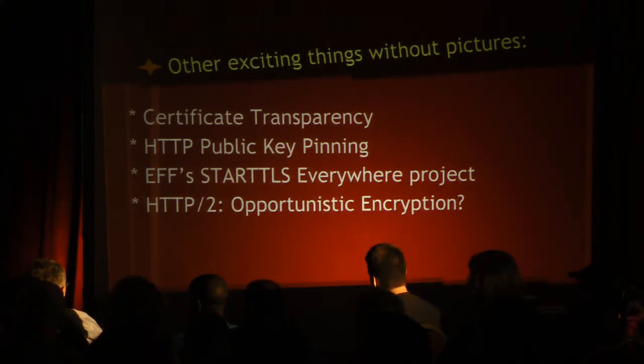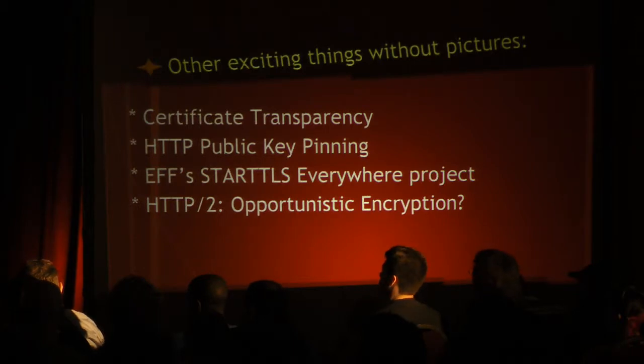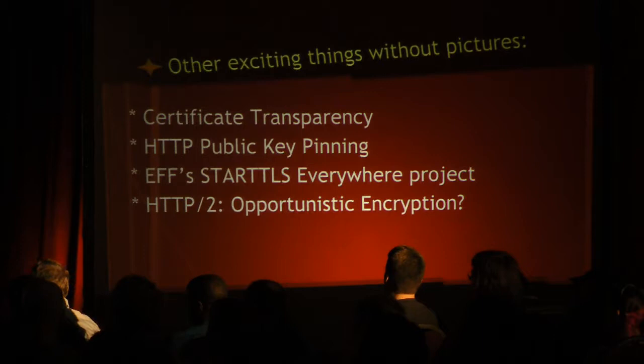But STARTTLS Everywhere tries to solve the problem of downgrade attacks on SMTP servers. The problem is SMTP servers don't know each other's TLS policies. So if a man in the middle says mx.gmail.com doesn't support TLS, the other server has no way of knowing that's a man in the middle. So STARTTLS Everywhere uses these configuration files to enforce TLS policies between SMTP servers. And we'll be giving more talks on that in the future, so I won't tell you everything about it right now. No spoilers.